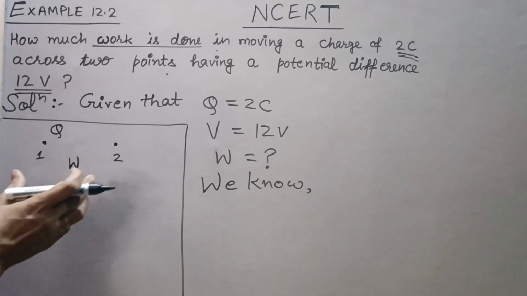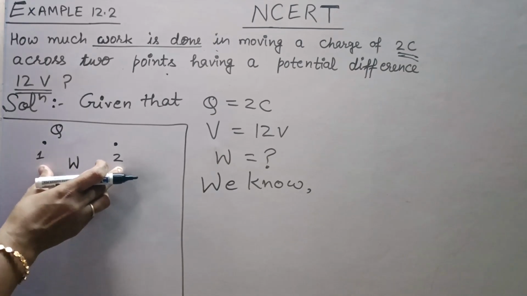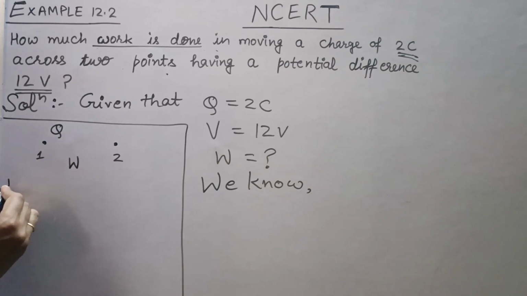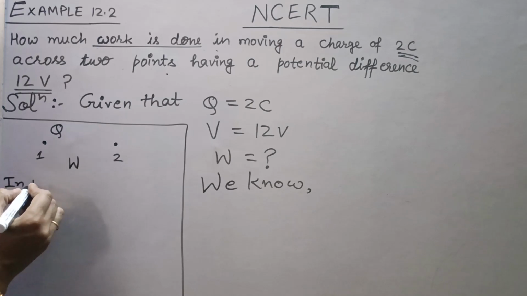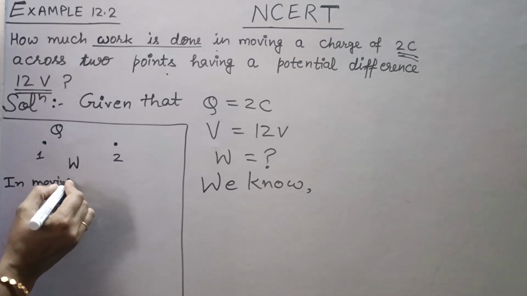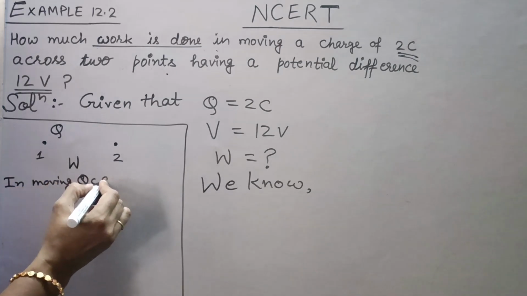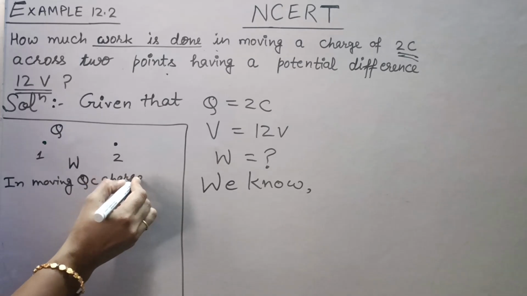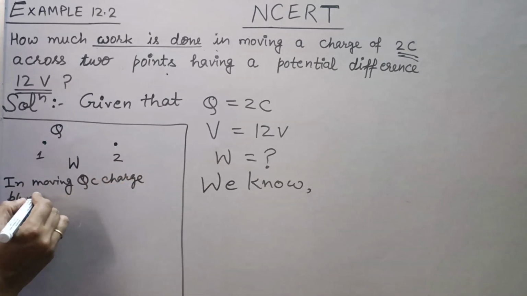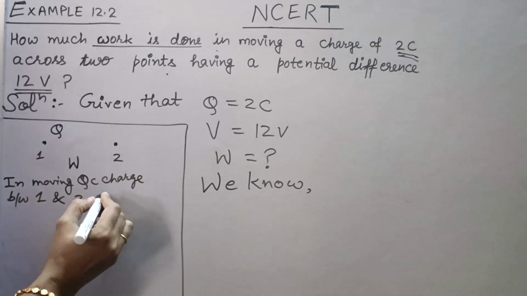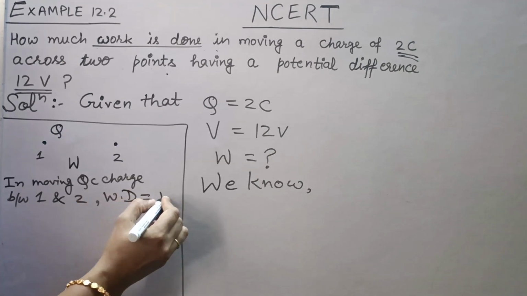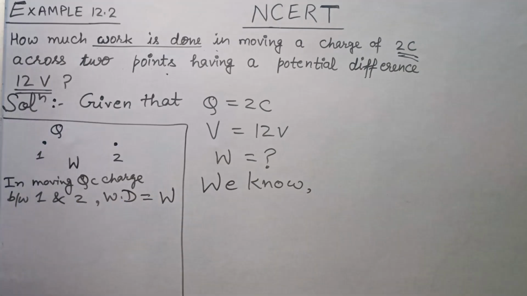Then what will be the potential difference? Potential difference will be, in moving Q coulomb charge between 1 and 2, work done is W. But this is not the definition of potential difference.